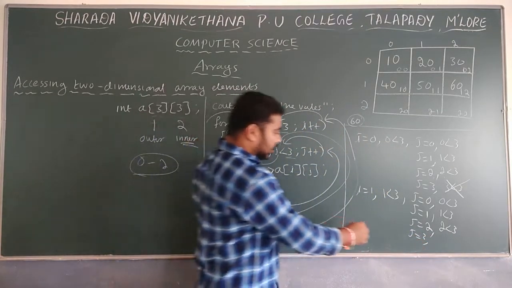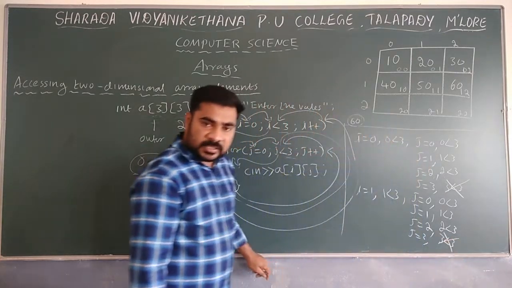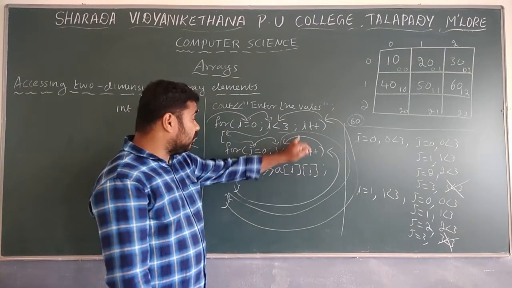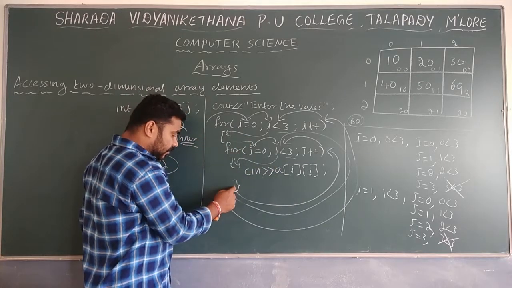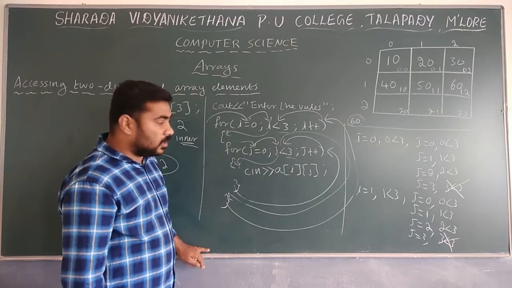Then we check whether 3 is less than 3. Condition is false. Whenever the condition is false, it will come out from the inner loop. Control is coming out from the inner loop here. Then it is going to execute the outer loop.